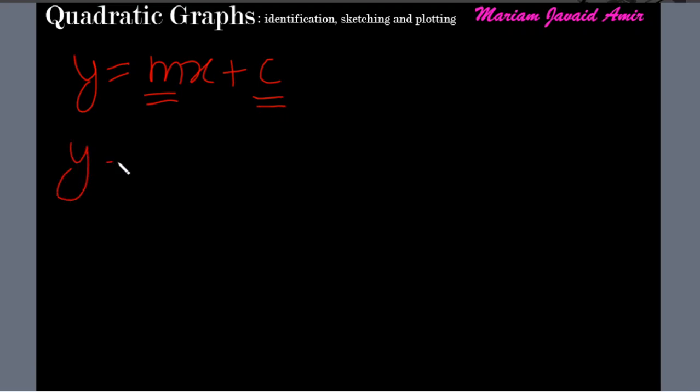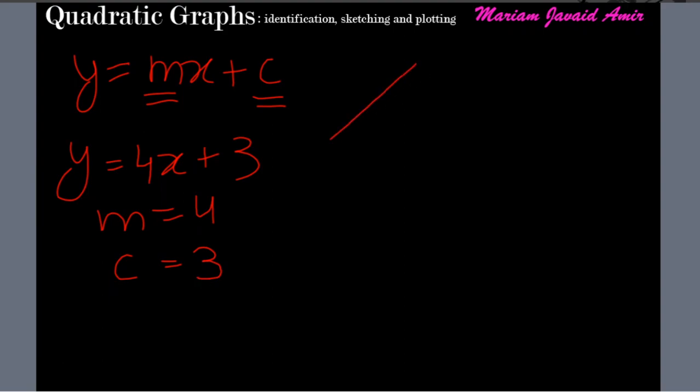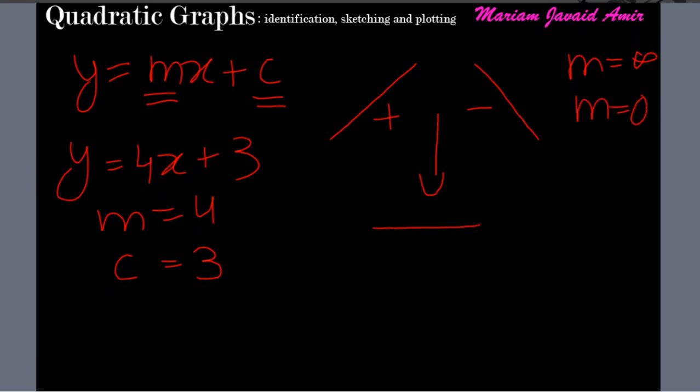So for the equation y = 4x + 3, the slope will be 4 and the y-intercept would be 3. Now when the slope is positive, the line is supposed to look like this. When the slope is negative, the line is supposed to look like this. It will be a falling line. If the value of m is undefined or infinity, then the slope will look like this, an undefined slope. And if the slope is 0, then the line will look like this.